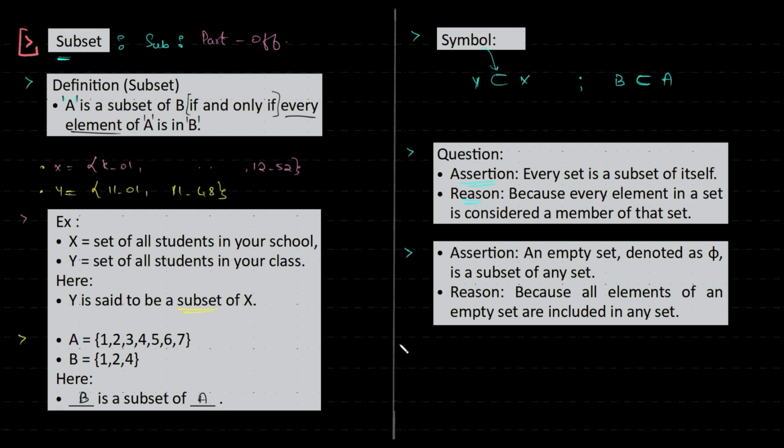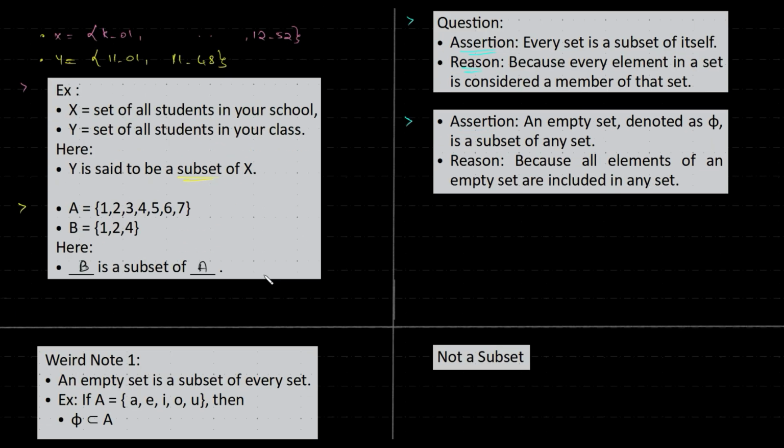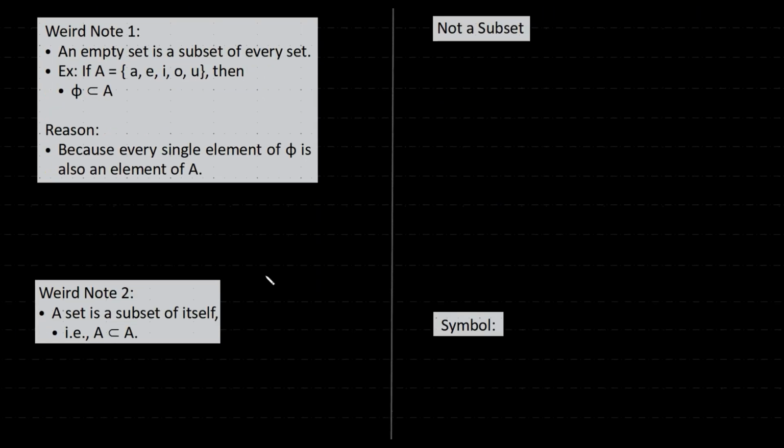Does it make sense? Think. The answer for both is: assertion and reason are correct, and the reason explains the assertion. So let me summarize it over here. So we had note 1: an empty set is a subset of every set.